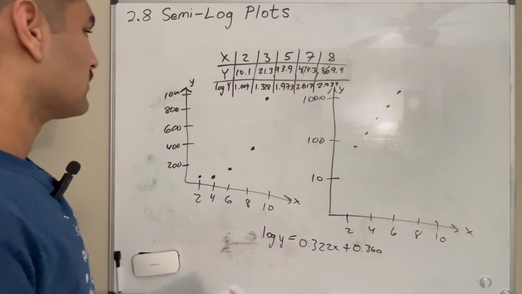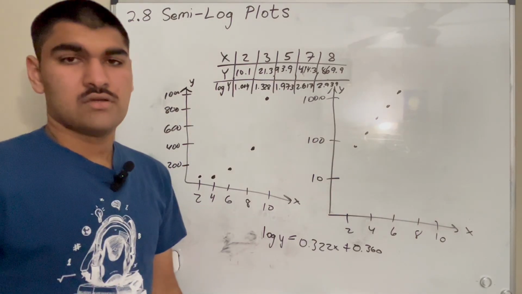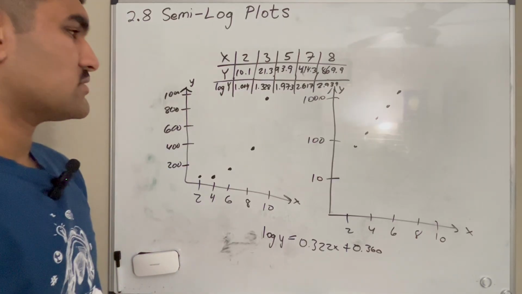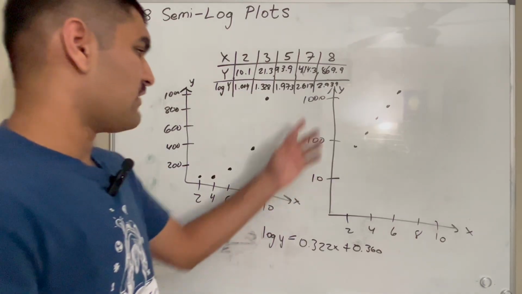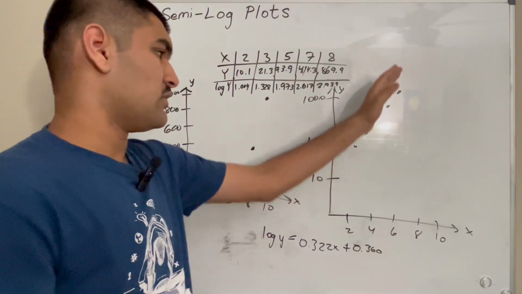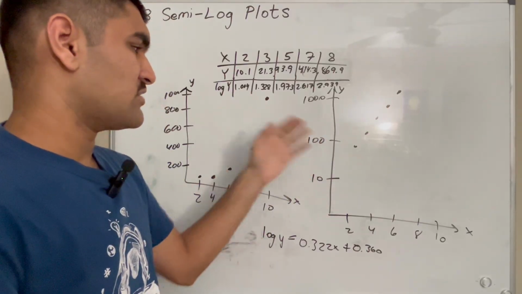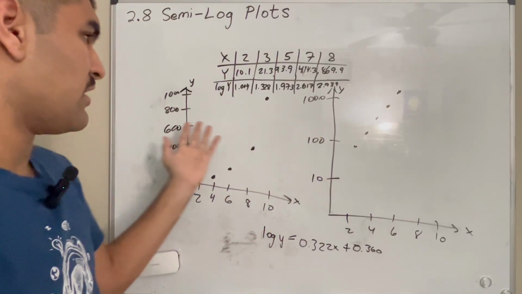All right. Okay, good. So yeah, that's pretty much it for semi-log plots. The key thing is that if you have a semi-log plot, and the data appears linear on it, then that means that the original data is exponential, right? That's the key takeaway from this whole lesson.